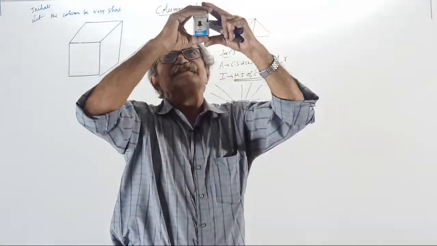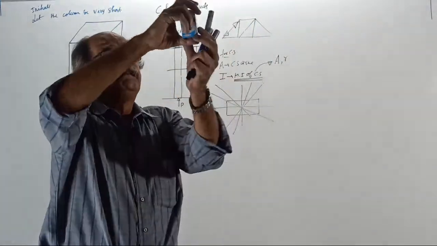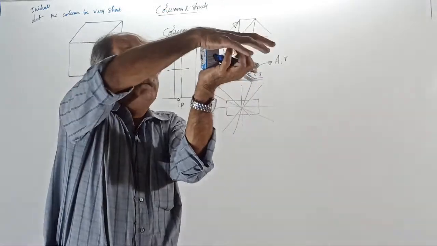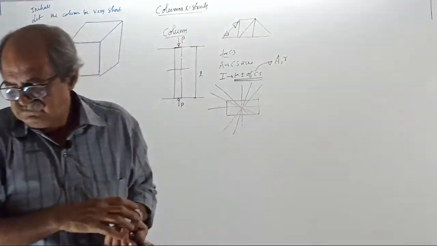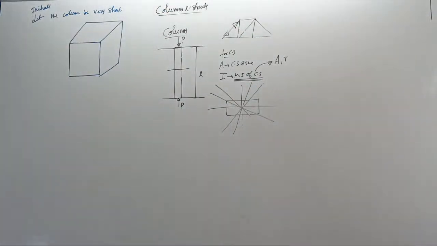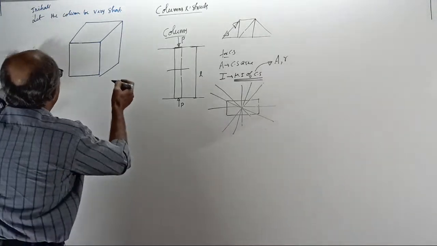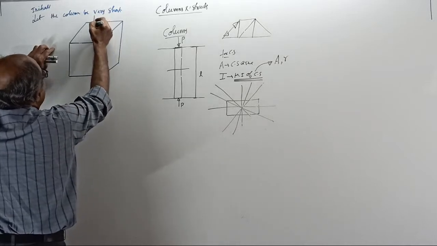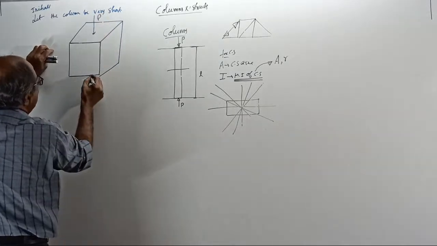Something like this, made up of steel or wood. If I compress it, will it buckle? Tell me. If I compress this member, will it buckle? Common sense. It can never buckle. So, for this member, if we apply axial force P here, this is also P.